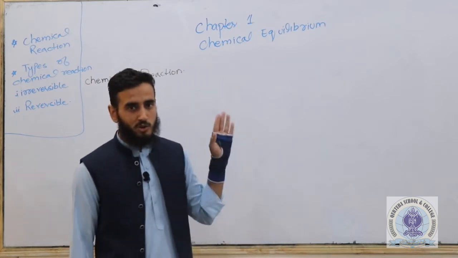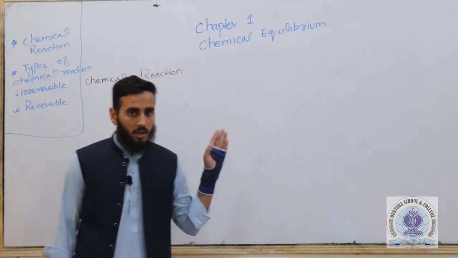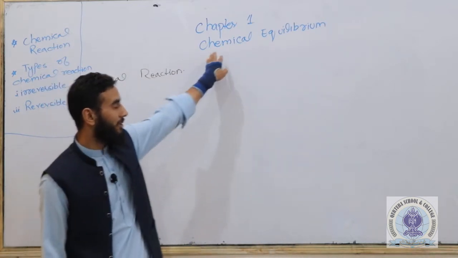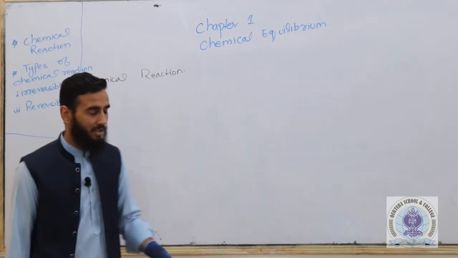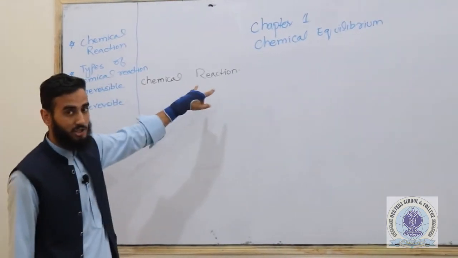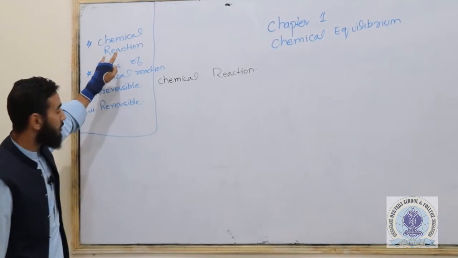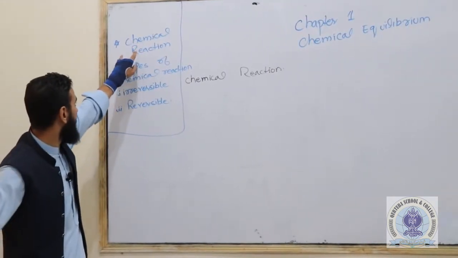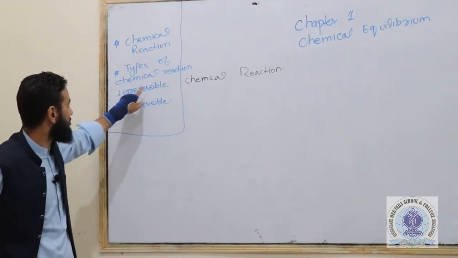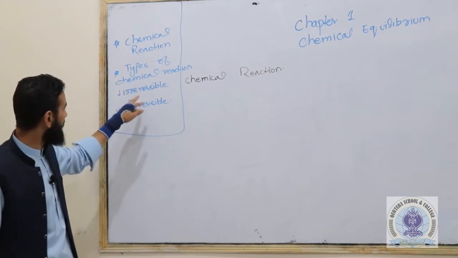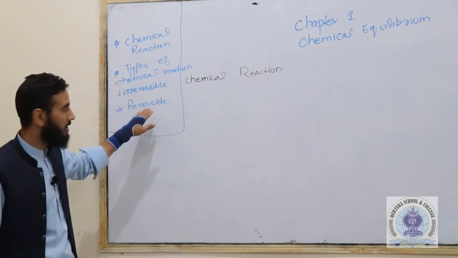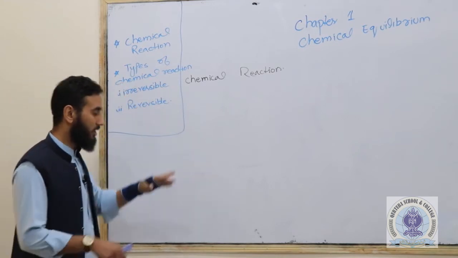Students, we are going to start the course of 10th class. The very first chapter of 10th class is chemical equilibrium. Today's lecture will be on chemical reactions. Let me tell you the lecture content for today: chemical reaction and types of chemical reactions. The types of chemical reaction are irreversible reaction and the second one is reversible reaction.